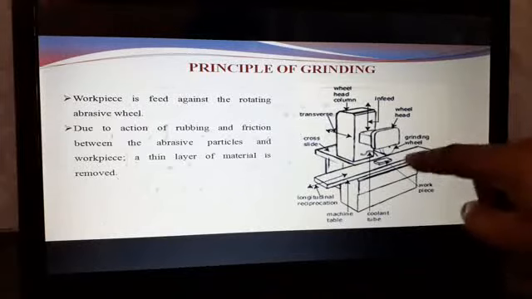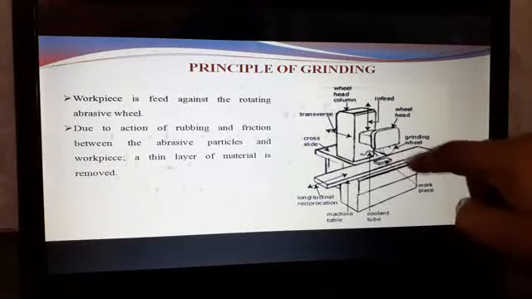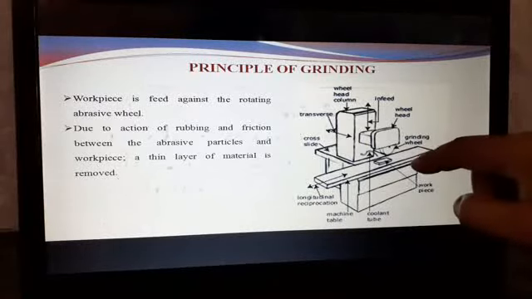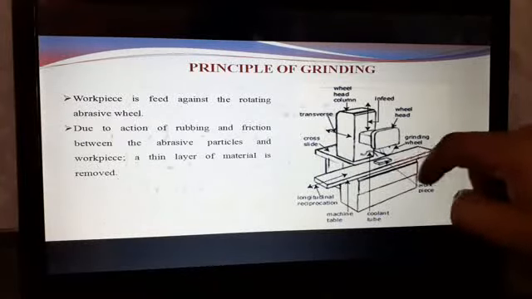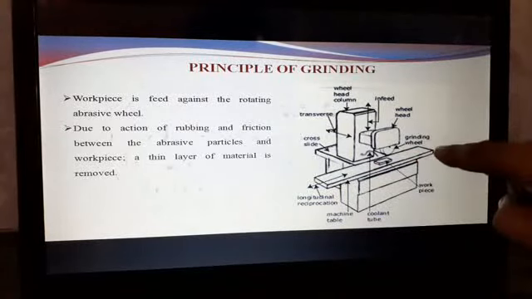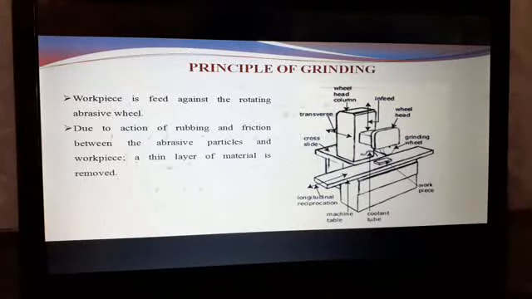And this one is the working table. The workpiece is attached on the working table with a magnetic fixture. This working table has the flexibility to move in the longitudinal direction and in the transverse direction. These two types of motion can be provided to the working table, and rotary motion and vertical feed motion can be provided to the grinding wheel. Okay. So after combination of these movements, the grinding wheel will come in contact with the workpiece and material will be removed.